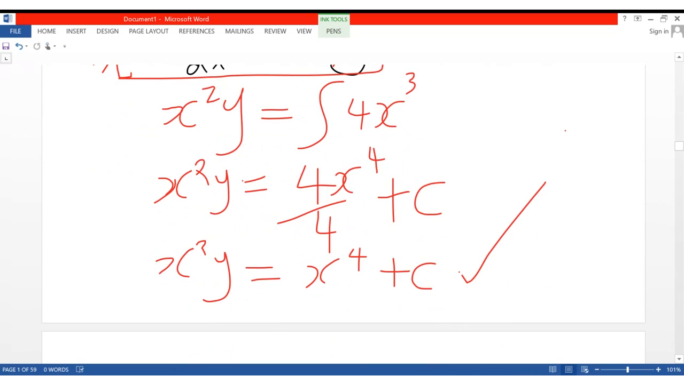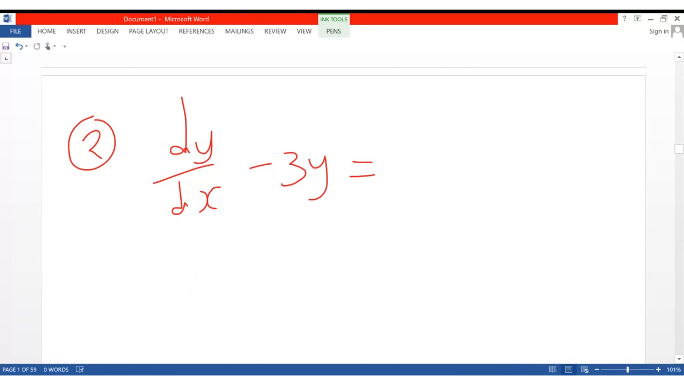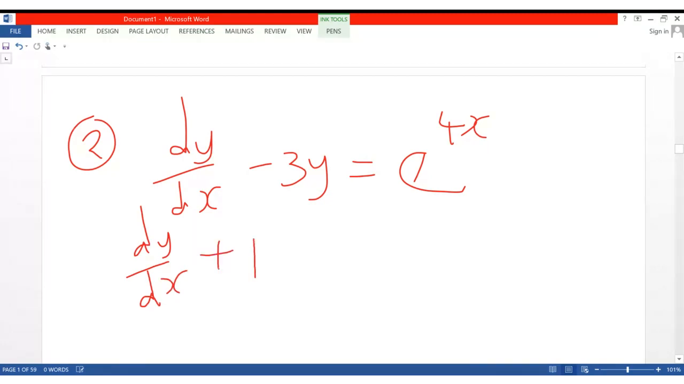Number 2. dy over dx minus 3y is equal to exponential 4x, like that. Now this one already is in the form of dy dx plus P y is equal to q. So there's no need of dividing by anything. You can see the coefficient of dy dx is number 1, so you don't need to simplify anything. It is already in form.